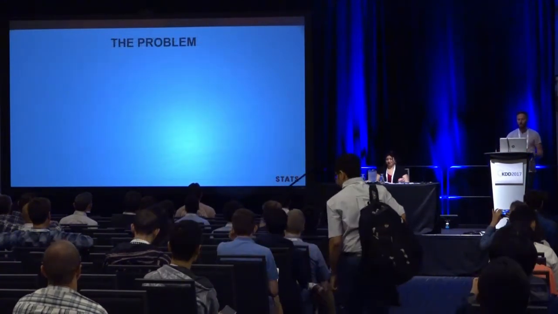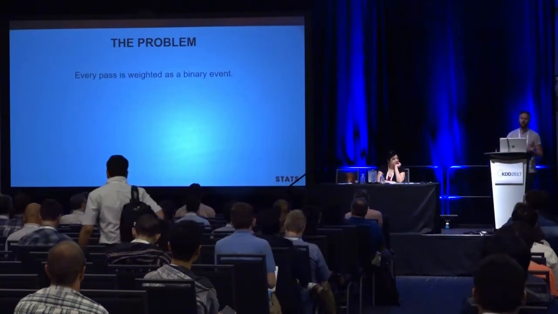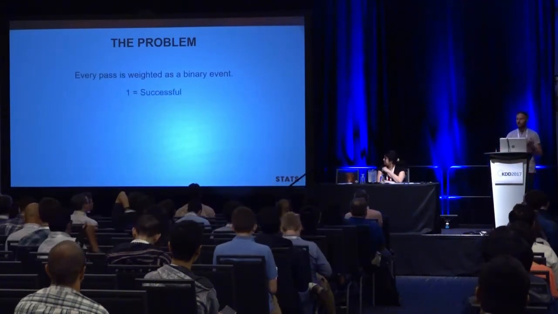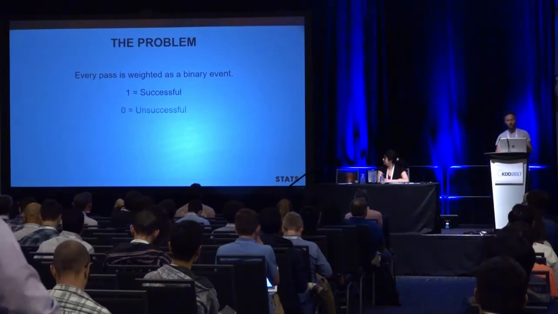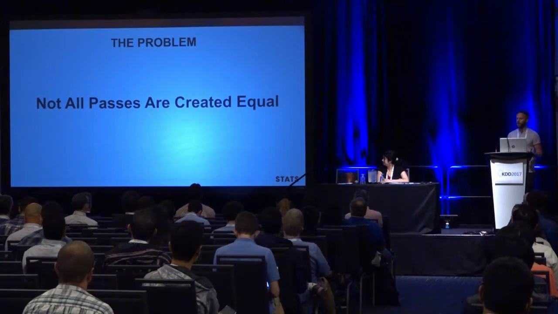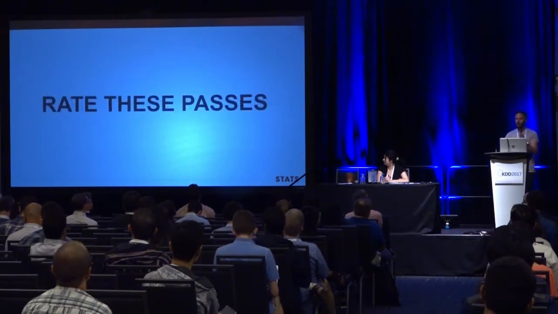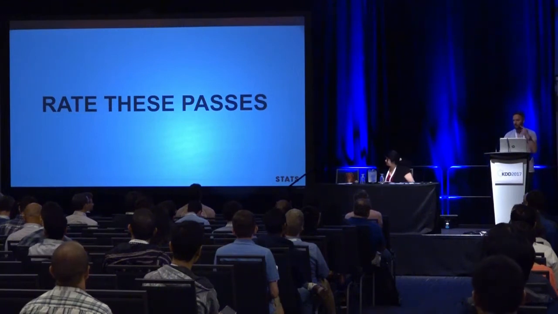So what's the actual problem? Why is this happening? The issue is that every pass is currently being weighted as a binary event, either 1 for successful or 0 for unsuccessful. However, not all passes are created equal. To demonstrate this, I want you guys to do a bit more work, okay? We're keeping that brain ticking over. Can you rate these passes?